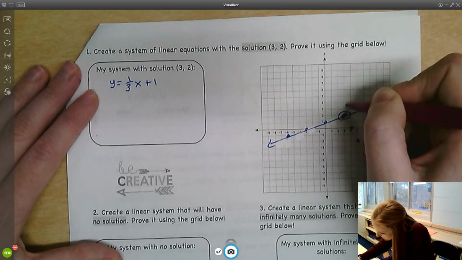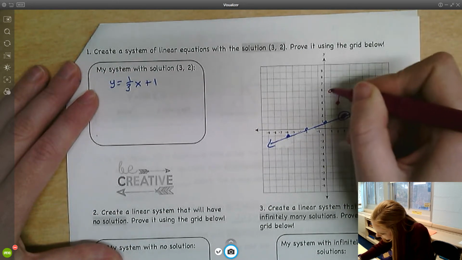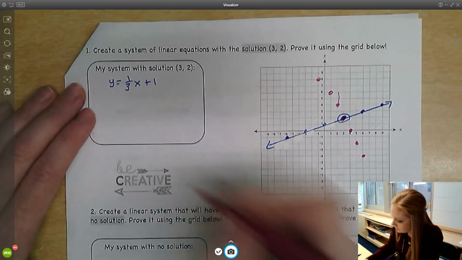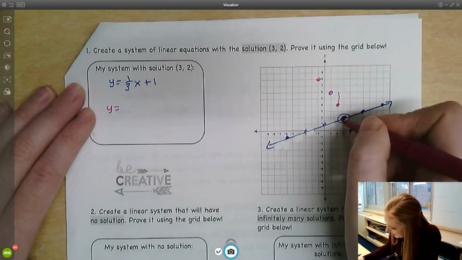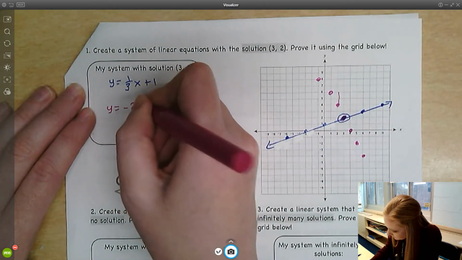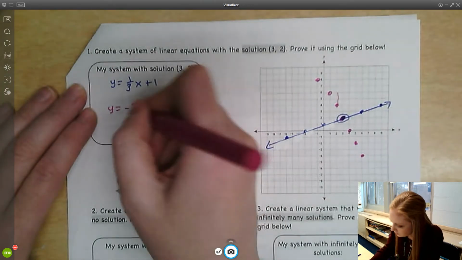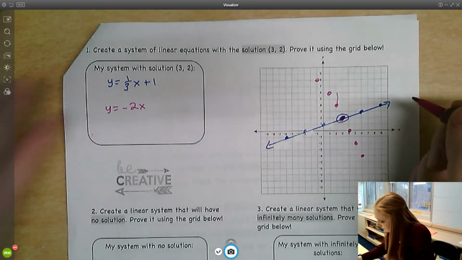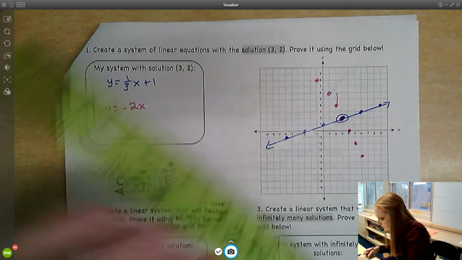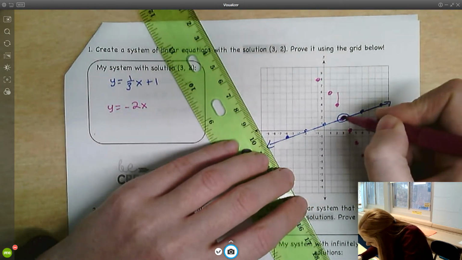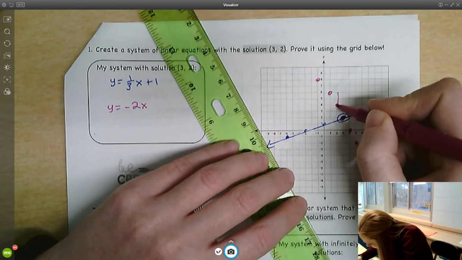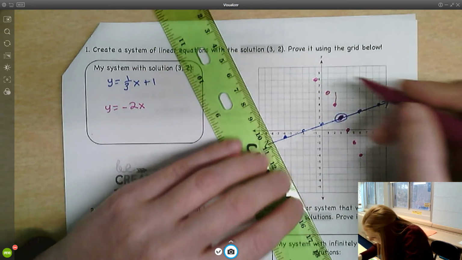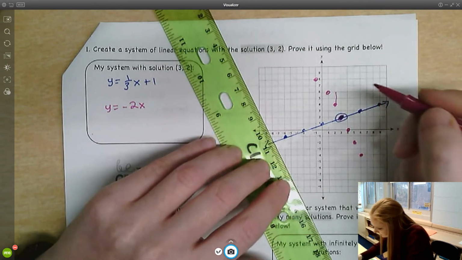I could go up 2, left 1, up 2, left 1. Whoops. Up 2, left 1. I went down 2, right 1. So that'd be negative 2 over 1, which we don't need to write. And then my y-intercept here, did I mess up again? Let's see. Up 2, up 1, up 2. Yeah, I did.